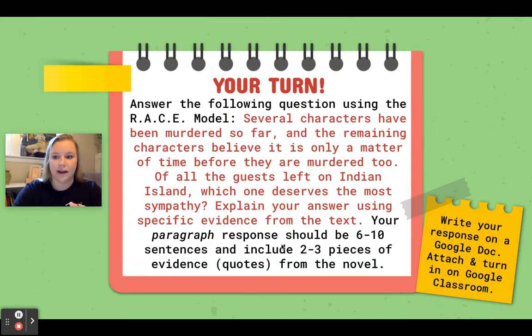And then there are none, all right? You're going to write your response on Google Doc and then attach it and turn it in on Google Classroom. You'll see it when you press the classwork tab. You'll see exactly where to go.